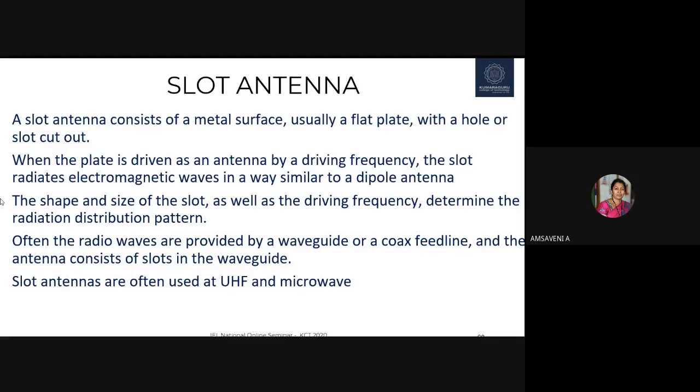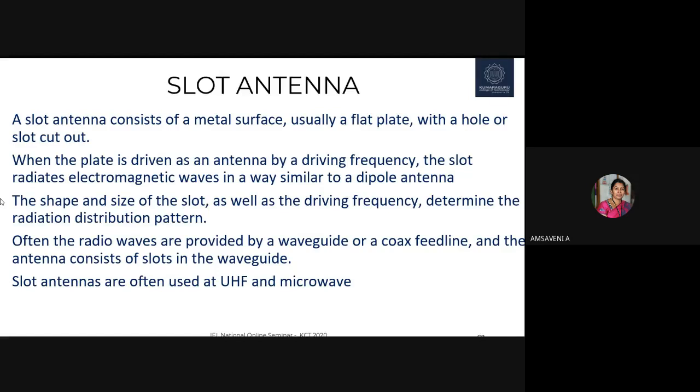Actually, your microstrip antenna provides lower bandwidth. How to improve this bandwidth and also the efficiency? Microstrip antennas provide lower efficiency and lower bandwidth. To improve the bandwidth and efficiency, we are making slots in the patch antenna. So a slot antenna provides very good bandwidth and efficiency.